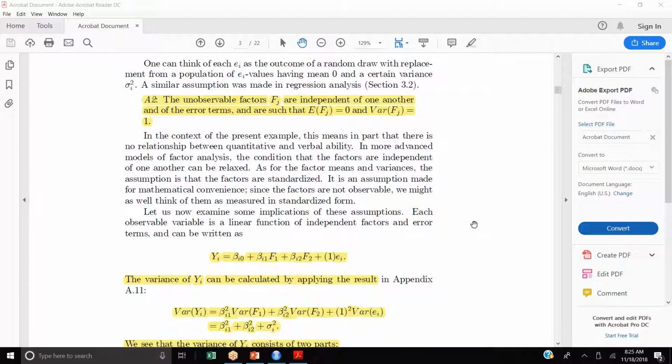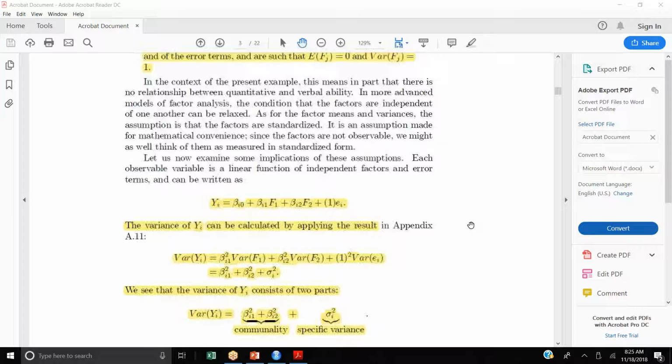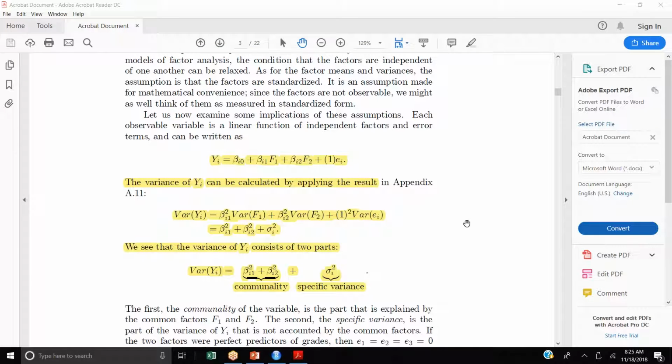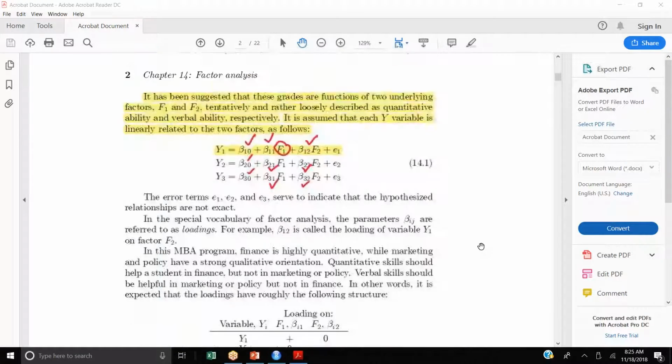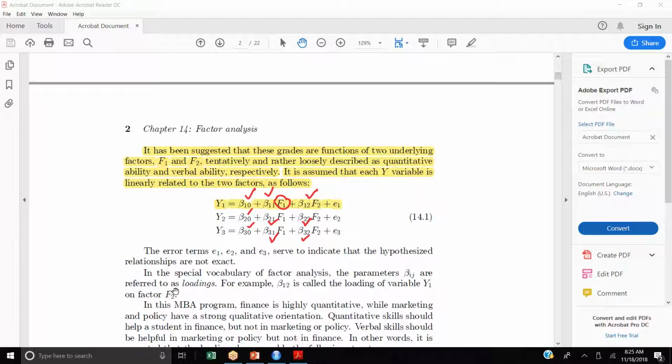Okay. The other thing is the unobservable factors, F1, F2, in this case, are independent of one another. They cannot have correlations again. Okay, independent of one another. And these are all just terminologies. So just to buy into it, don't worry about it. Okay, the betas are called loadings, factor loadings. Yeah, they are called factor loadings. Okay, because they weigh.